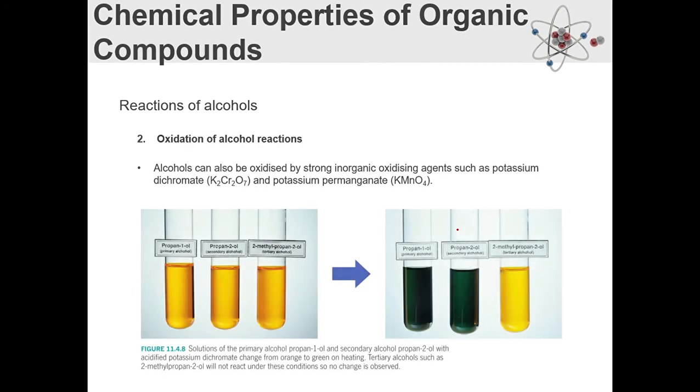Alright. Oxidation of alcohol reactions. Alcohols can be oxidized by strong inorganic oxidizing agents such as potassium dichromate and potassium permanganate. Normally at this point we'd be doing that as a titration experiment, but I'm going to try and put that one together for you guys and record a video of me doing it in the lab.